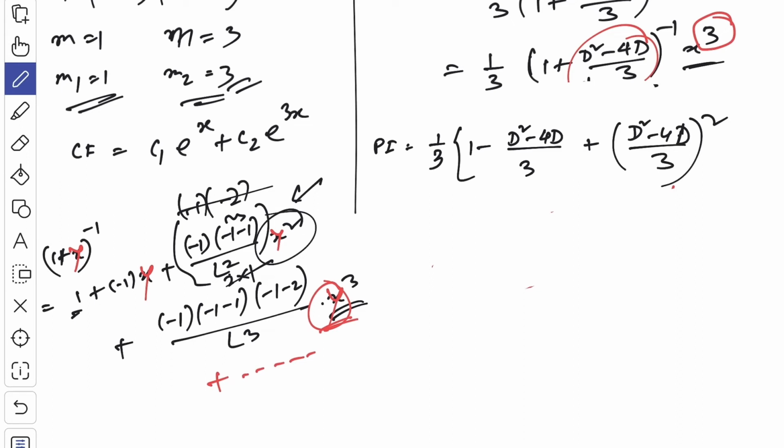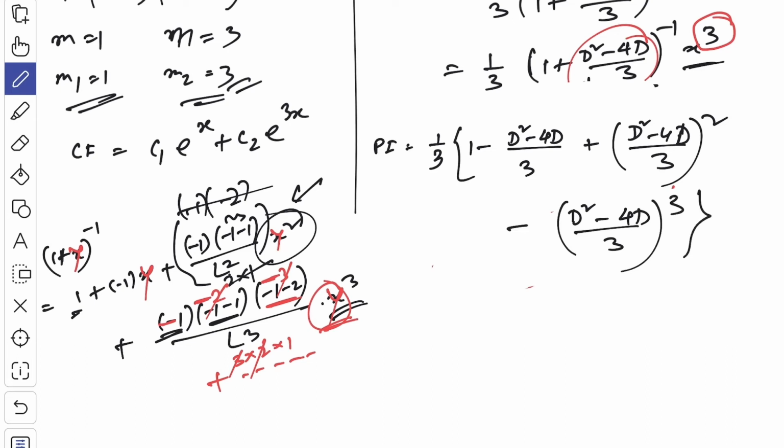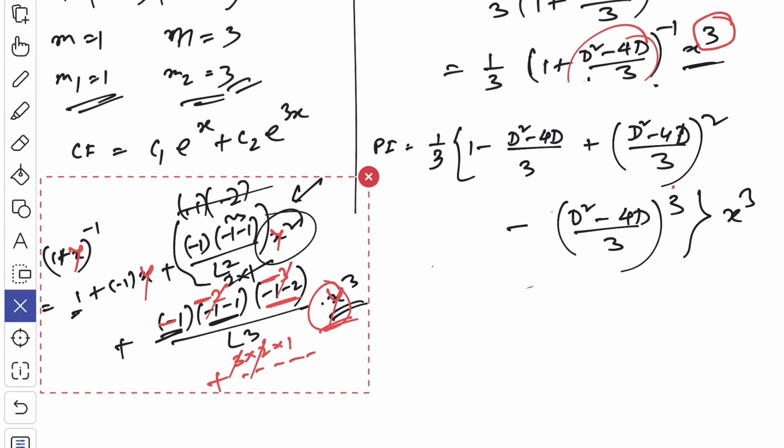Then our next term will be, here you can see this is minus 1, this is going to be minus 2, and this is going to be minus 3. Factorial 3 means 3 into 2 into 1, so 2 and 3 cancel. We have odd number of negative signs, so the term remains negative. So we will get d square minus 4d by 3 whole cube, and let us ignore the remaining terms, then x cube. Okay, so hope you have understood. Now let me clean this part.